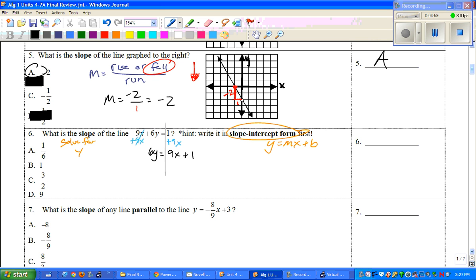Now the y is not by itself yet, so what do we have to do? Divide everything by 6. Y equals 9 over 6. We can reduce that by 3, and we get 3 over 2x plus 1/6. The only thing they want is the slope. The slope is the number that is next to the x. So the answer is C.